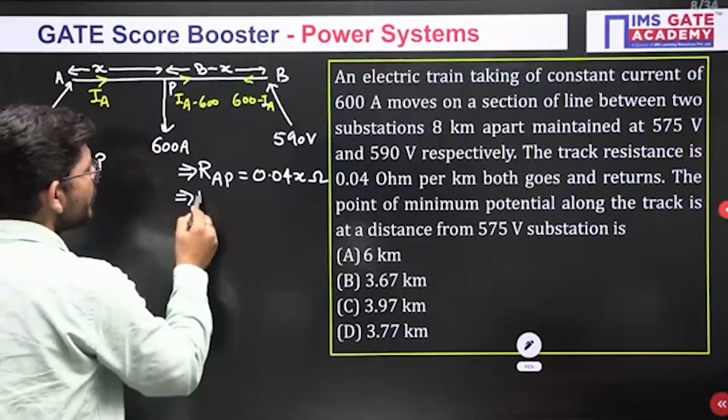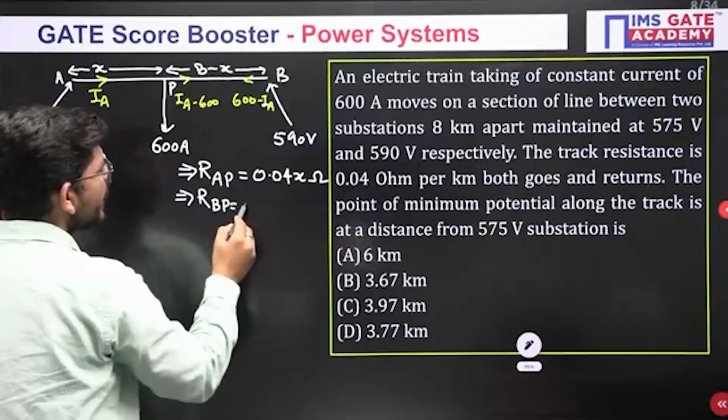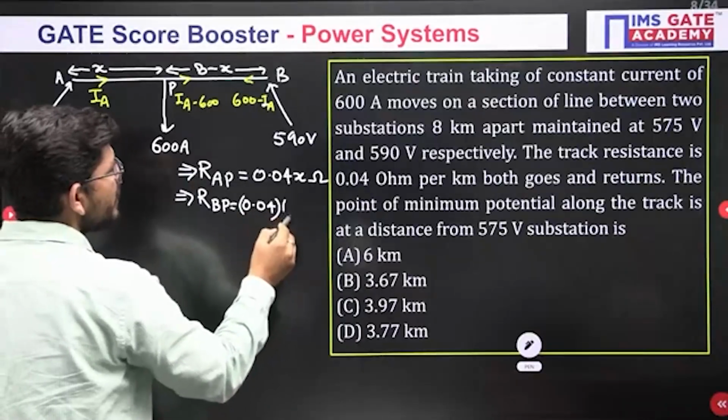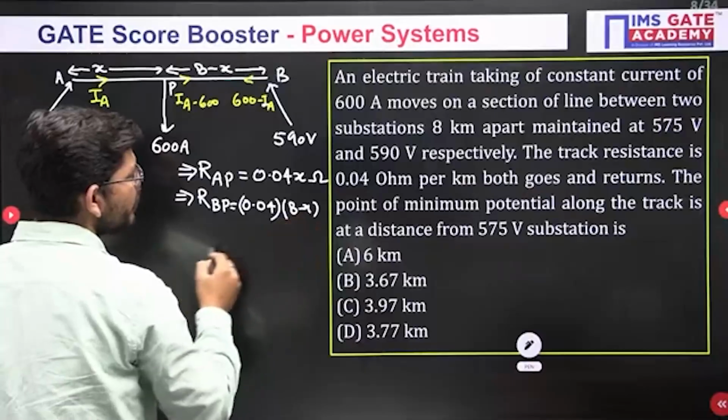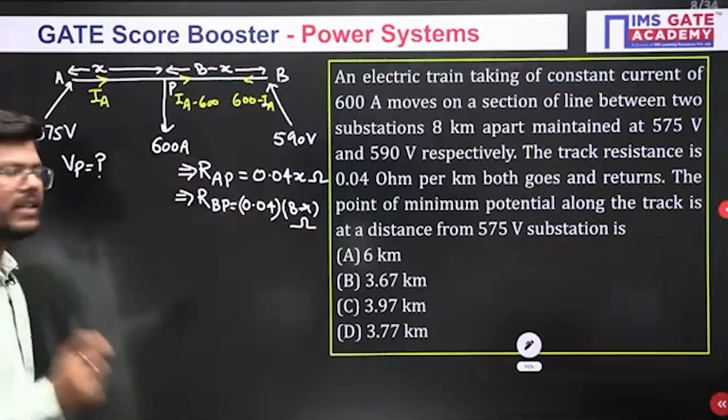Similarly, what will be the resistance of our BP part? It has a length of 8 minus x. So per kilometer resistance is this much, and the length is 8 minus x. When you multiply, you will get resistance in ohms. So these will be the resistance of the tracks.